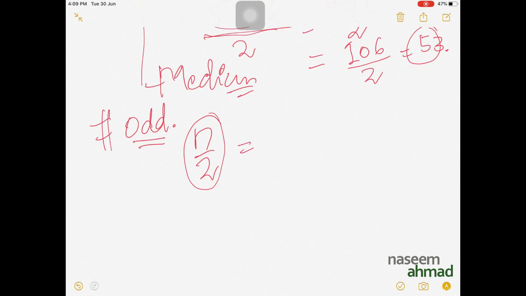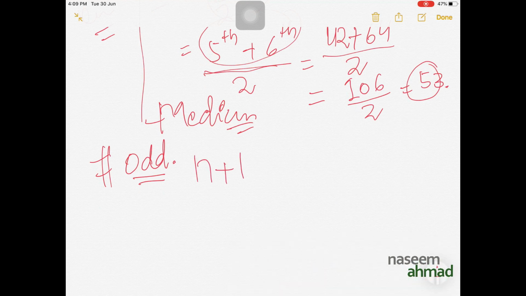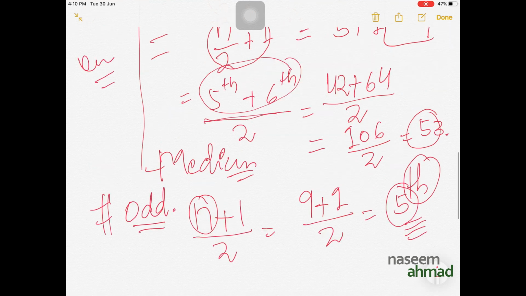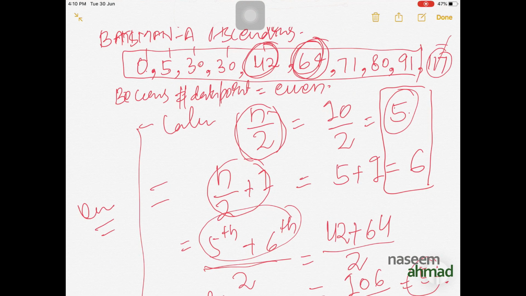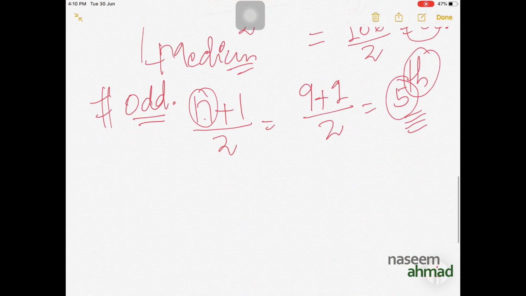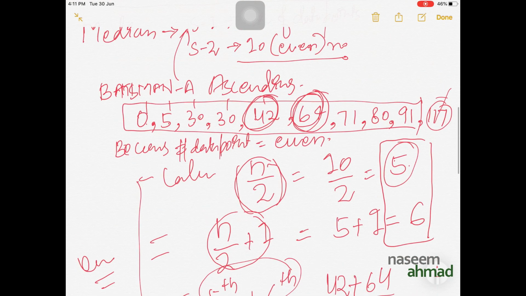When the number of data points in a given data set is odd, what do we need to do? We need to calculate n plus 1 by 2. Here n is 9, so 9 plus 1 by 2 gives 5. The data point located at this specific location is the median of this data set. So for this data set where we have 9 data points, which is odd, we calculate n plus 1 by 2, meaning 9 plus 1 by 2, the fifth. The data point at the 5th position in this data set would be the median. So 0, 1, 2, 3, 4, 5, it is 42.